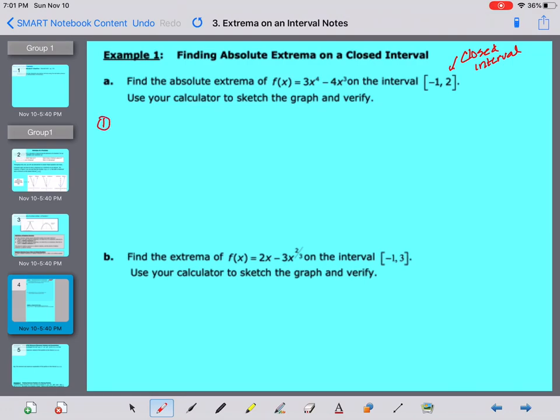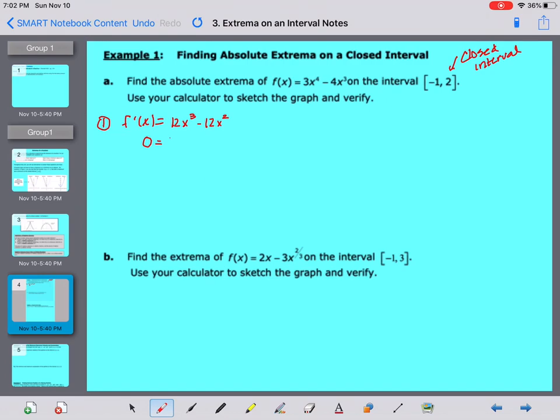So that's what I'm going to do first. Our critical values come from our first derivative. This one's a pretty easy one. We get 12x cubed minus 12x squared. Once we get our derivative, our critical values come from where our derivative is equal to 0, because that's going to create those horizontal tangent lines. Of course, we also want to consider any undefined values. This one's not going to have any undefined values because it's a cubic.